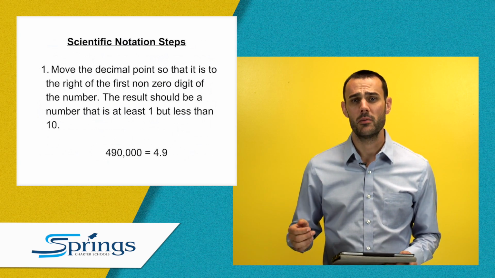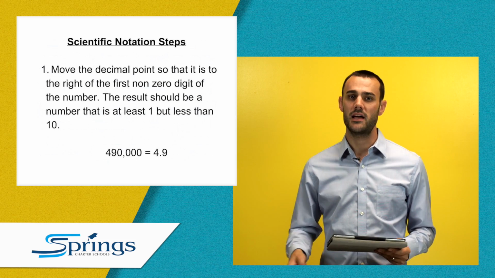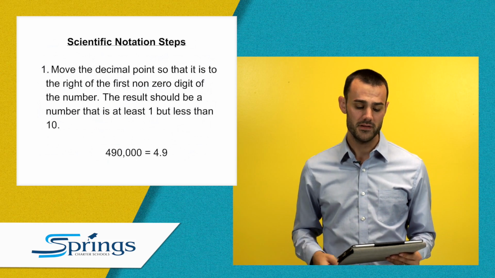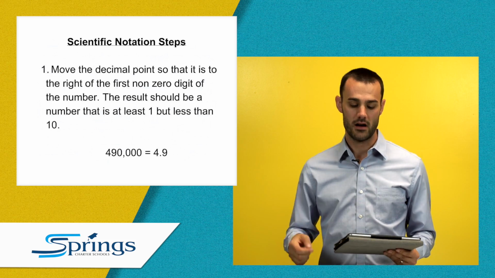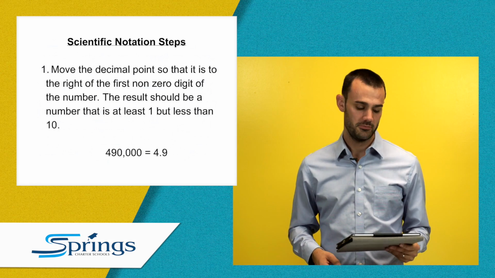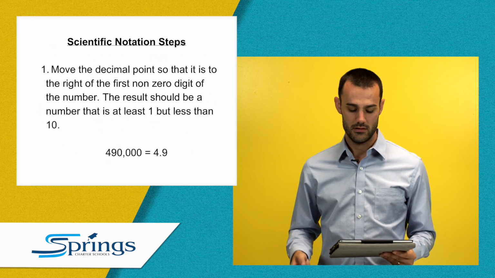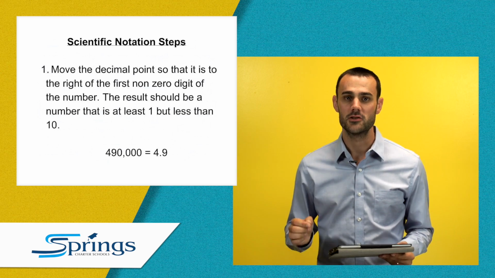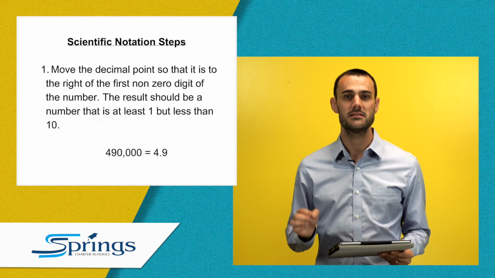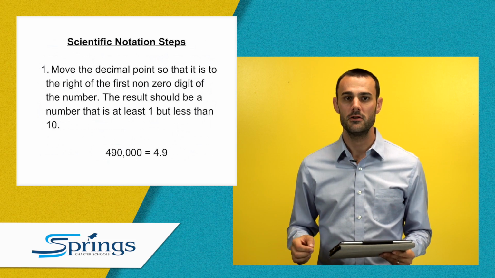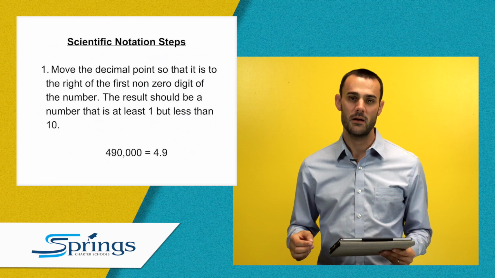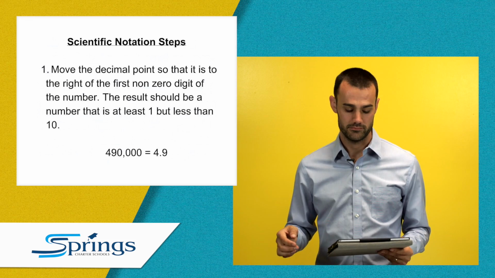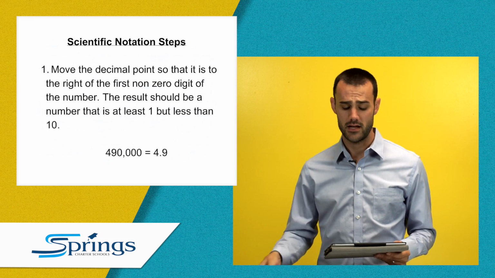So let's actually take a moment and break down the steps of how we use scientific notation. Okay, so my example here, I have step number 1. Move the decimal point to the right of the first non-zero digit of the number. The result should be a number that is at least 1 but less than 10. So down here at the bottom of the screen we have 490,000. Now that decimal is currently sitting, although you can't see it, at the very end at the last 0. And we need to move that decimal place over to the left as many times as we need to make a number that falls between 1 and 10. So I moved it over and I came up with 4.9. That number falls between 1 and 10.